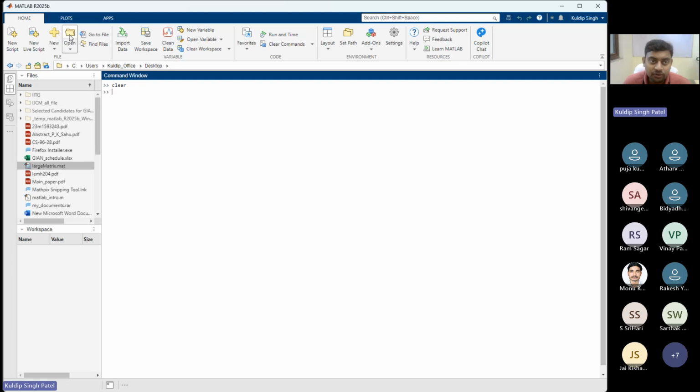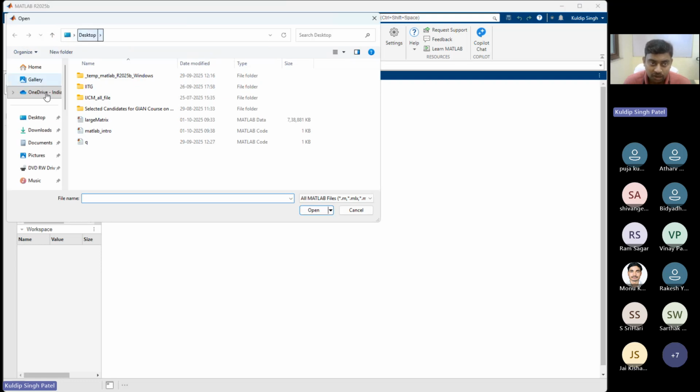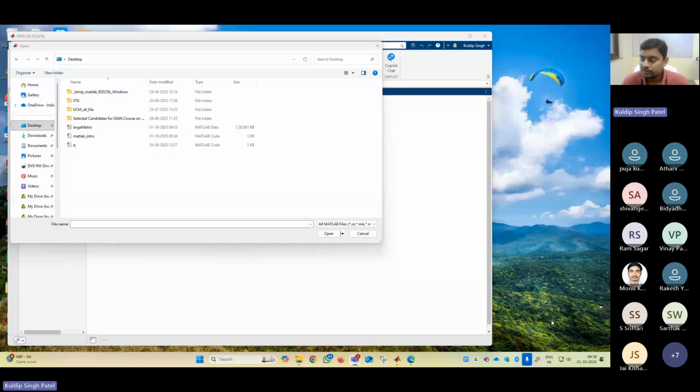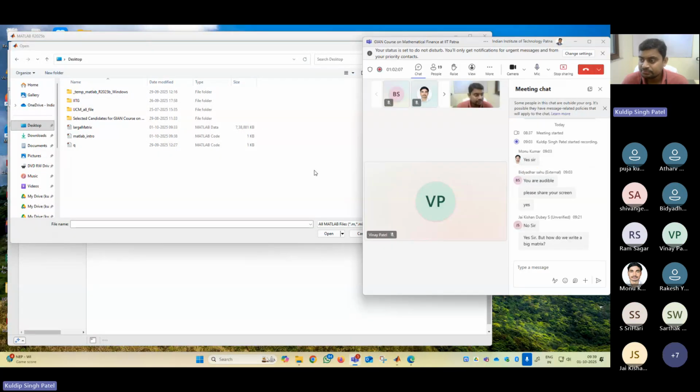So this is the idea. You simply go to open, you go to desktop, and you see here, 3 files are there. Please see, everyone. Are you able to see? No, I don't think so. Are you able to see this open command window? I don't think so, because if you click on it... let me share the whole screen. Yeah, so now it is fine, right?